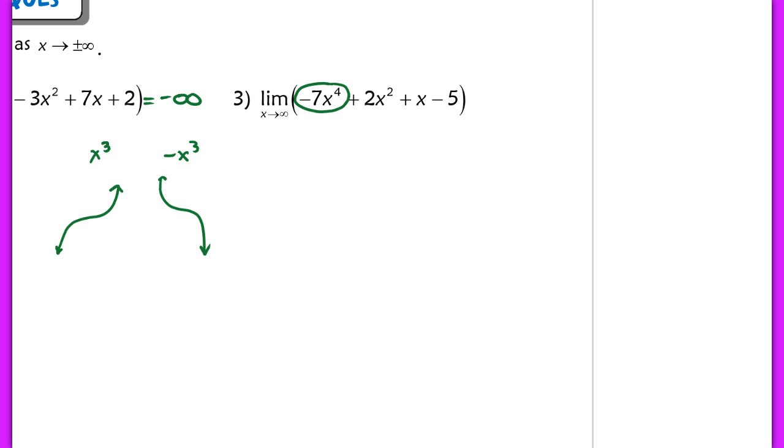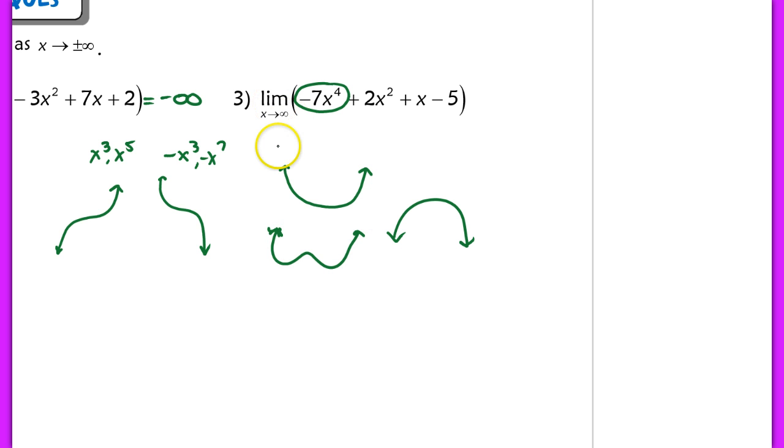But that goes for any odd function. So anything with an x to the 5th, x to the 7th, all of those would have that type of end behavior. Now for even powers, they go in the same direction. They're either going to go up together or go down together. I don't care what happens in the middle of the function, because in this case it would be like that for an x to the 4th power. But really we just care about the end behavior. We don't care what happens in the middle. So in this case, because it's negative 7x to the 4th, that means it's opening downward. So our end behavior as x approaches infinity is going to be negative infinity.